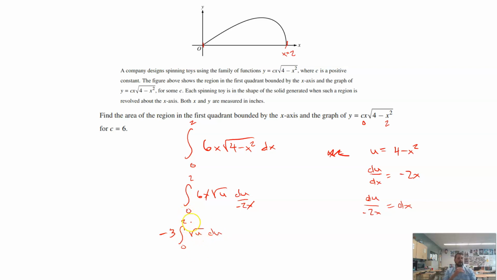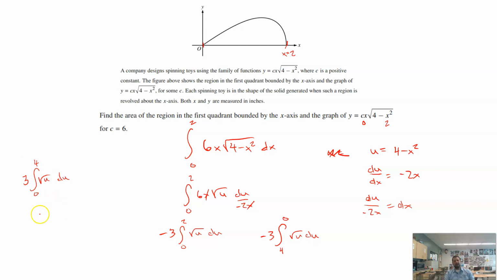Now, it'll also help us to take these 2's and convert them into u-values. So I take 2 and plug it in, I get 0. I take 0 and I plug it in and I get 4. And I've got the square root of u du. Now, I flip that upside down and it makes the whole thing negative, which, the number out front was already negative. So I've got 3 times the integral from 0 to 4 of the square root of u du.